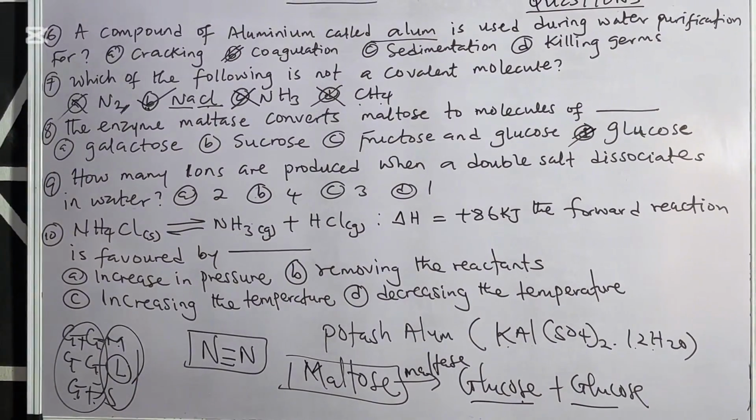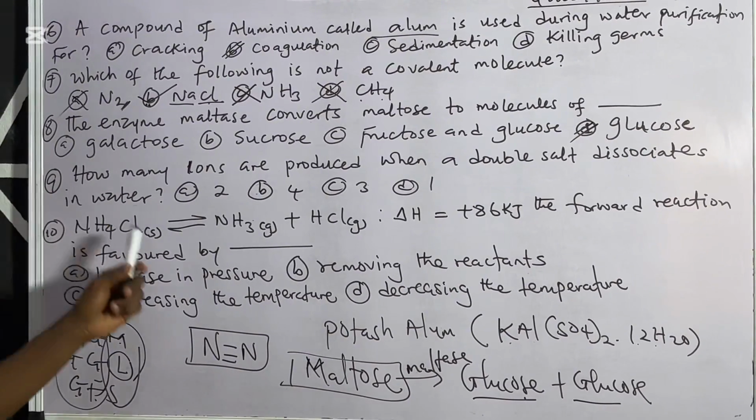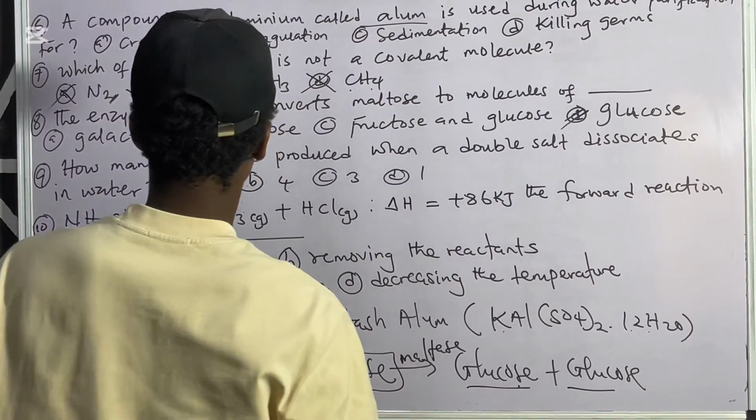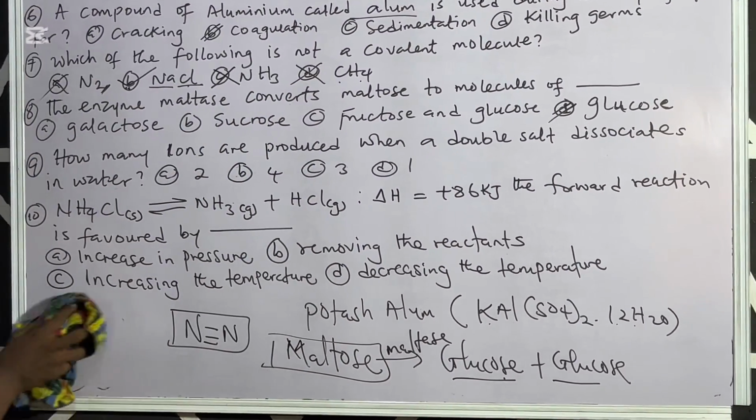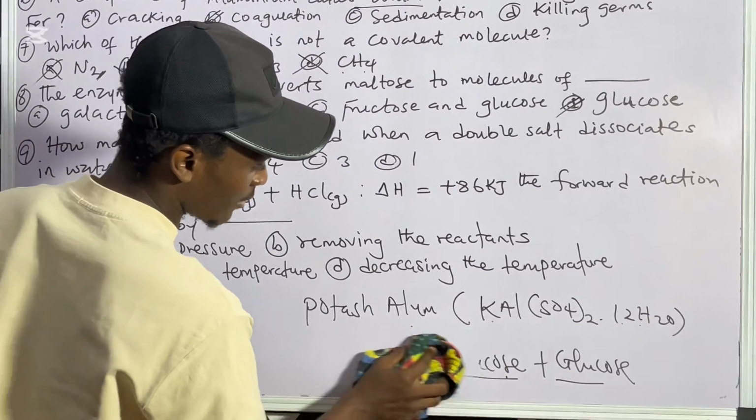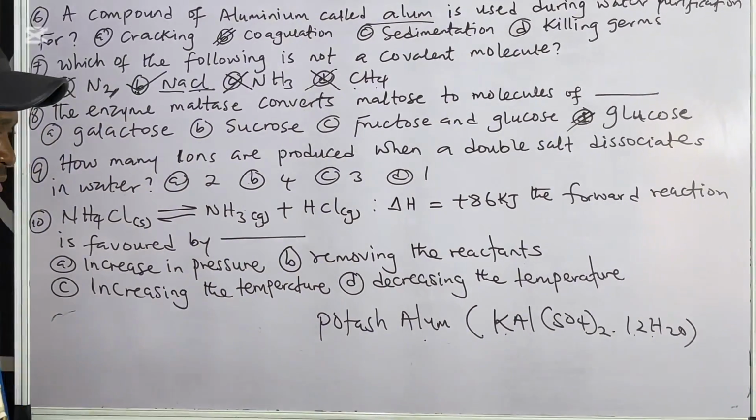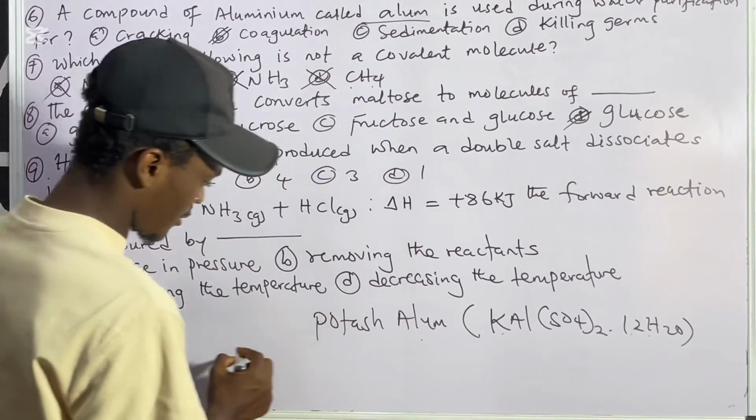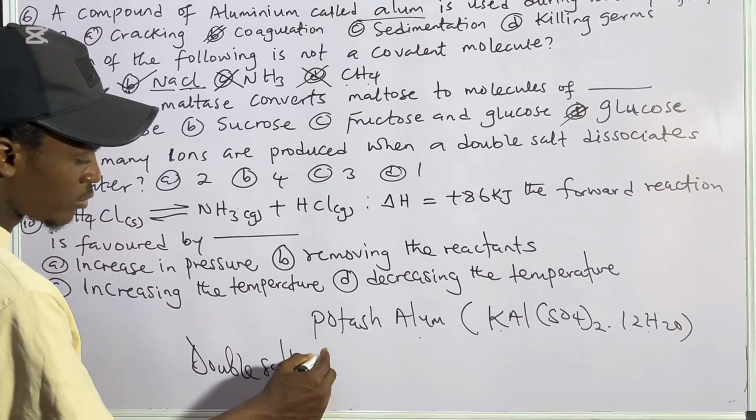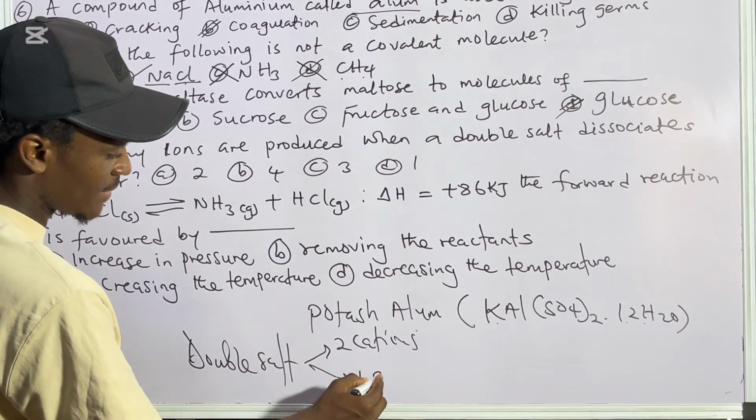The next question. How many ions are produced when a double salt dissociates in water? Now, look at this salt that I wrote, that potash alum. Now, potash alum is an example of a double salt from that previous question. So every double salt contains two cations and one anion.